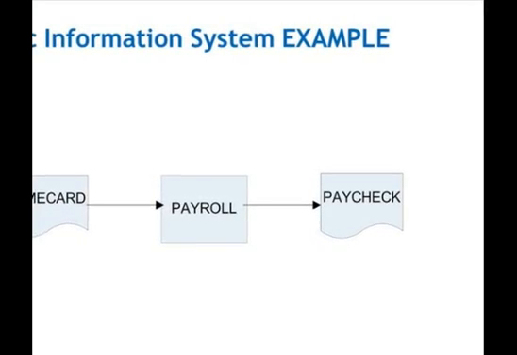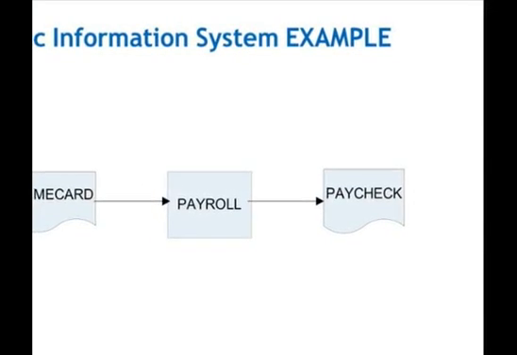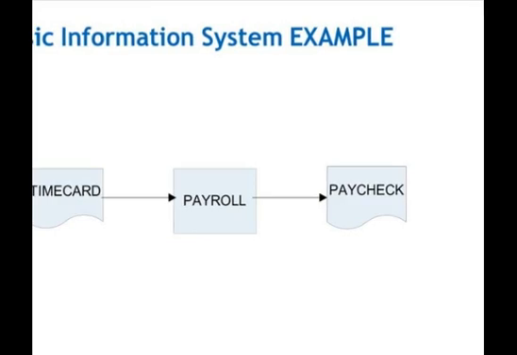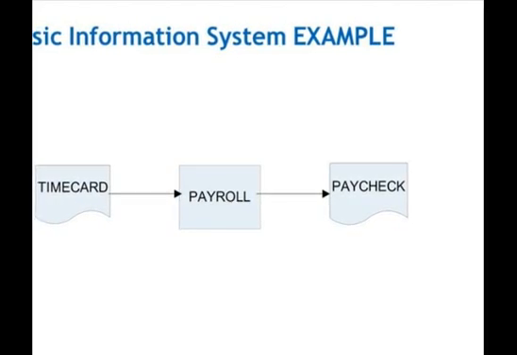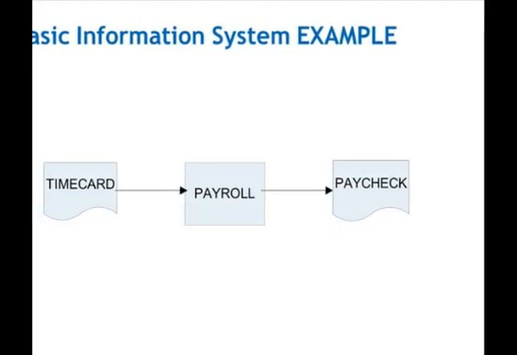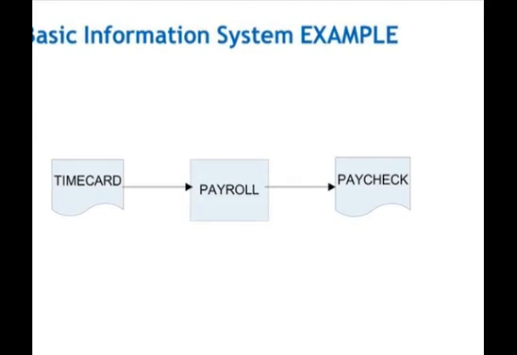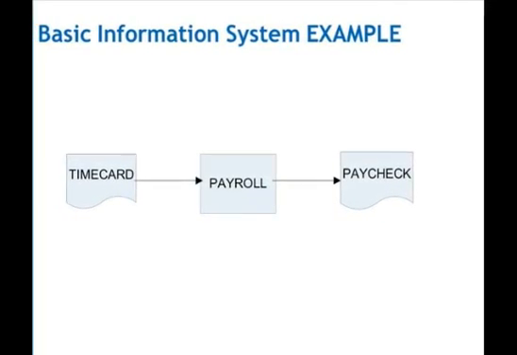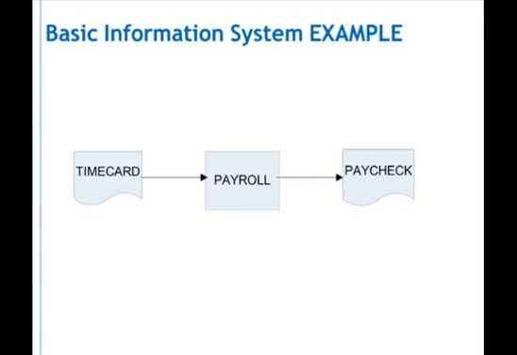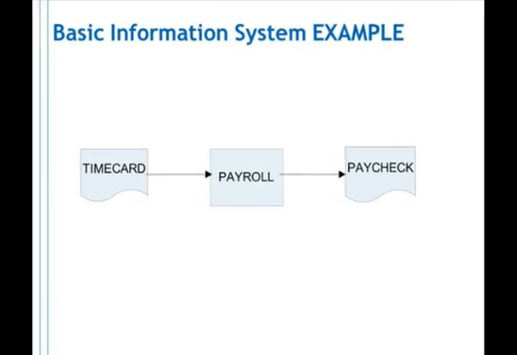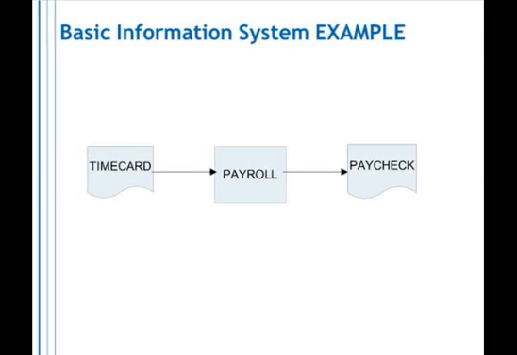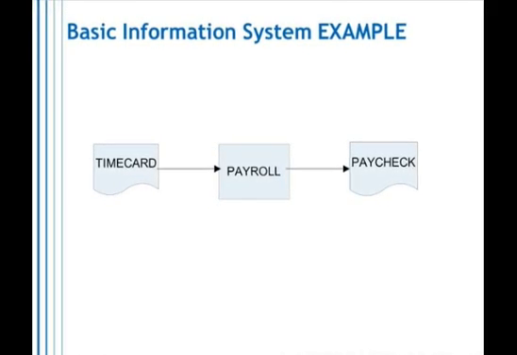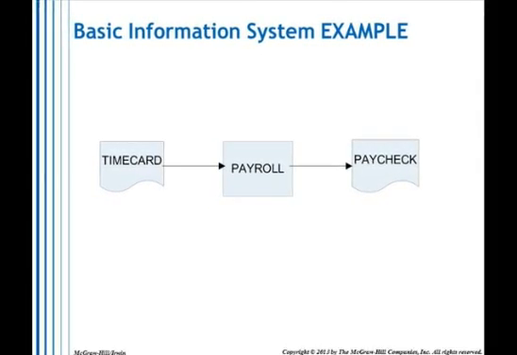You fill out a time card. You enter the number of hours that you have worked. That time card is then sent to the payroll department. The payroll department adds up the number of hours that you've worked. They multiply it by your pay rate, and they in their turn produce the output, which is your paycheck. Very simple. Time card in, process is payroll, output is paycheck.